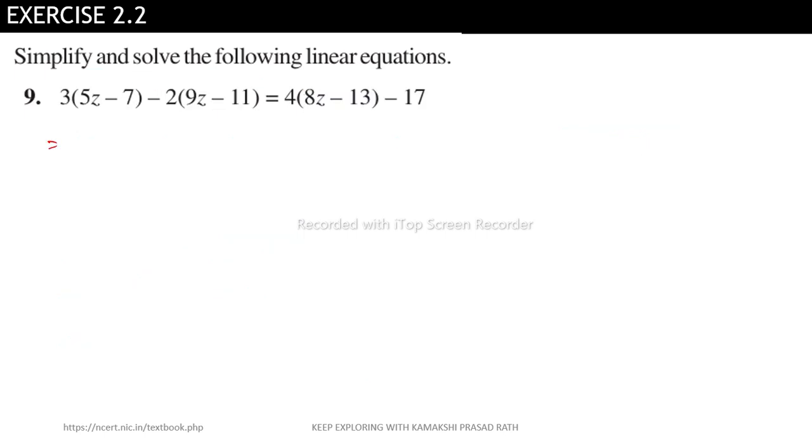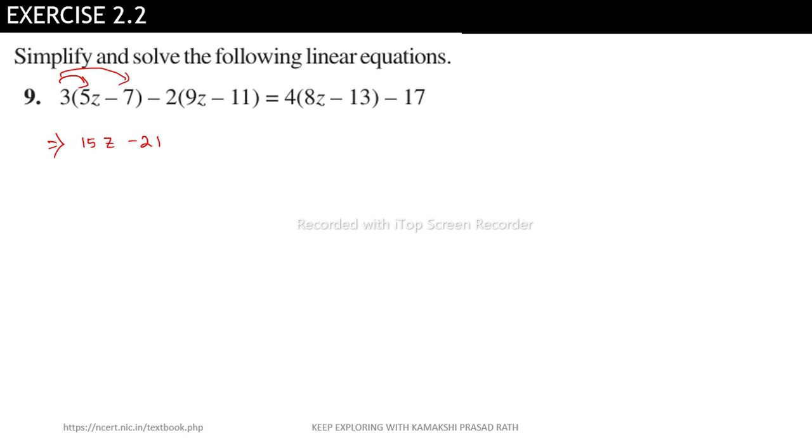Same concept again. 3 times (5z minus 7) minus 2 times (9z minus 11) equals 4 times (8z minus 13) minus 17. Same concept. First let us solve the brackets. 3 times 5z, and 3 times 7. So we get 15z minus 21.